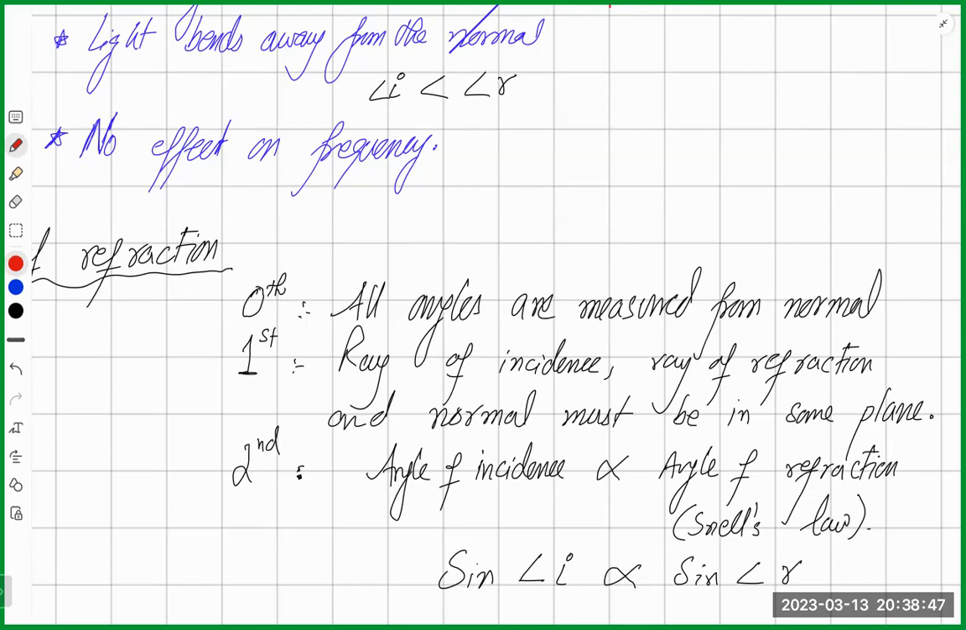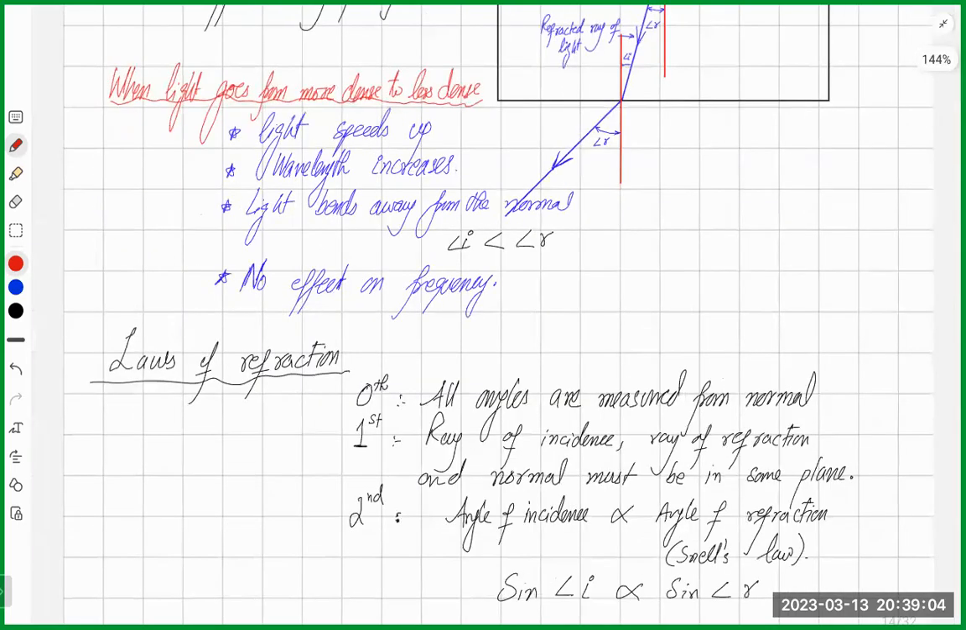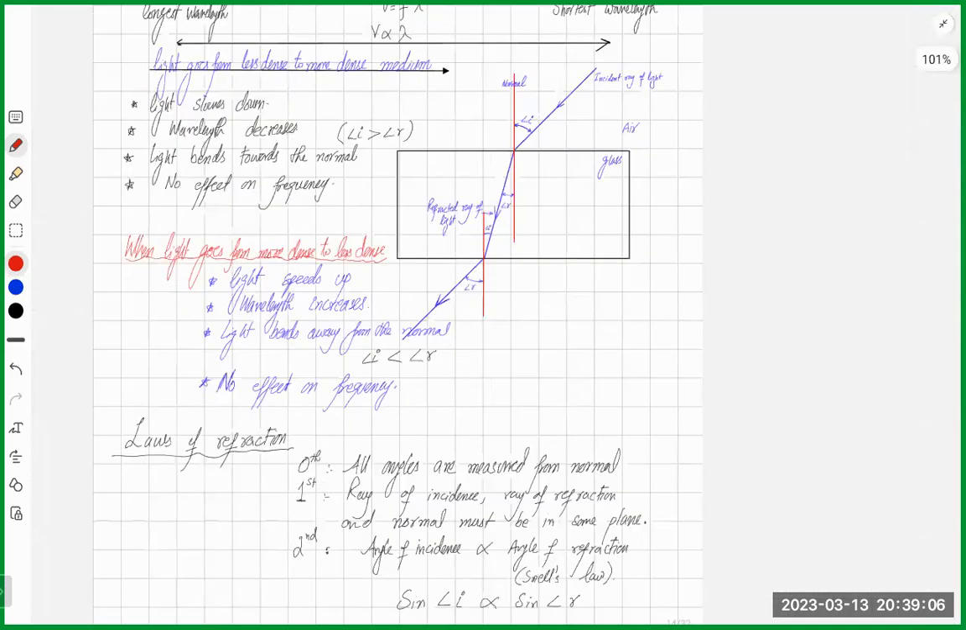Second is that angle of incidence is directly proportional to angle of refraction. So if you increase the angle of incidence, angle of refraction will also increase. So sine I is directly proportional to sine R. This is the relationship known as Snell's law.